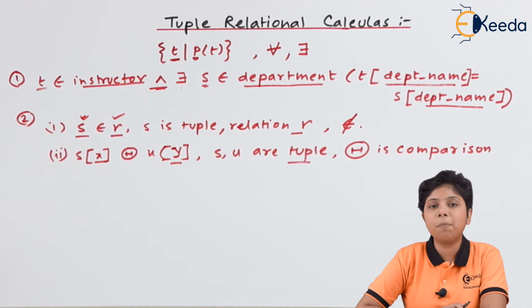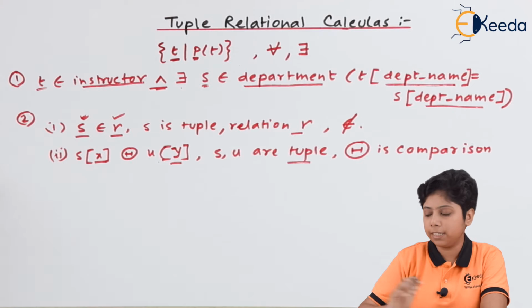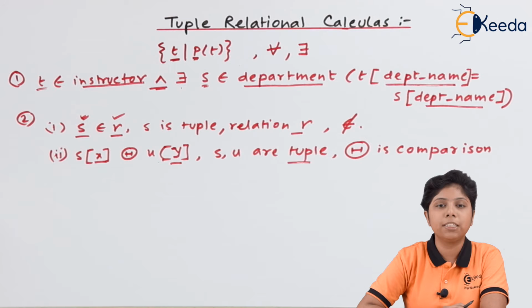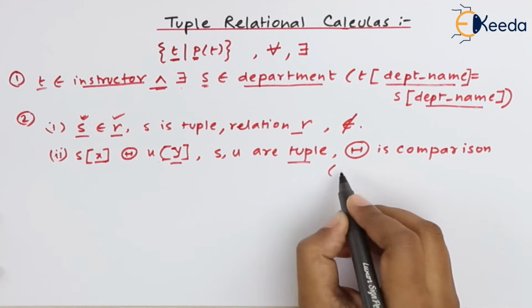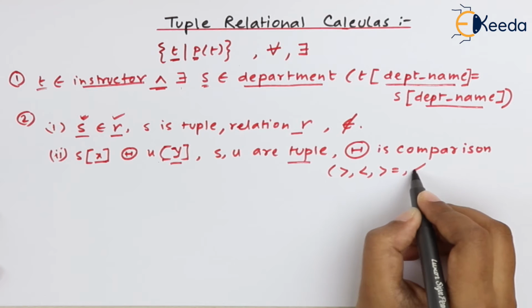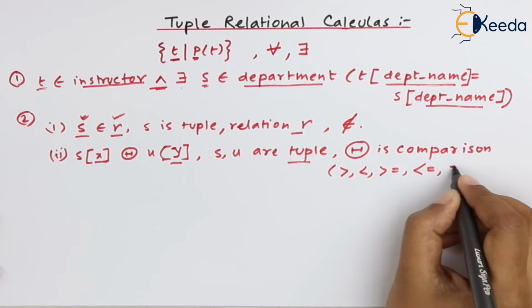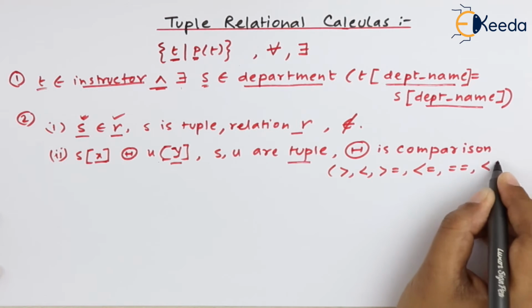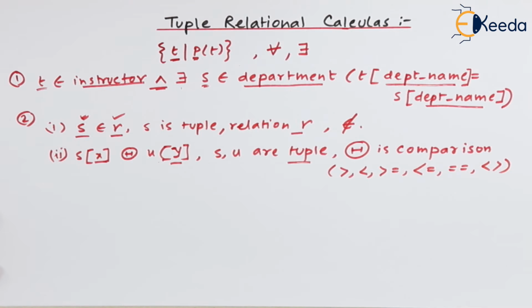So when I'm talking about comparisons between the tuples of two relations, we are dealing with the greater than, less than, greater than or equal to, less than or equal to, and not equal to operators. So now we are dealing with these six relational or comparison operators between two tuples in an atomic way.